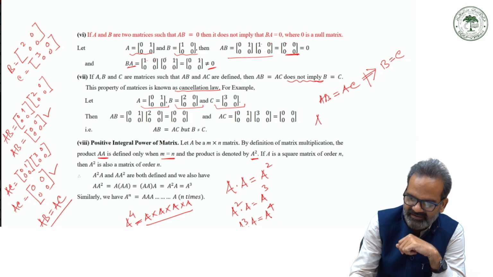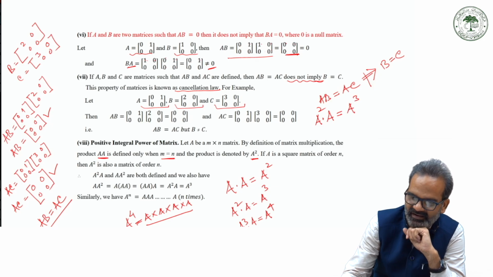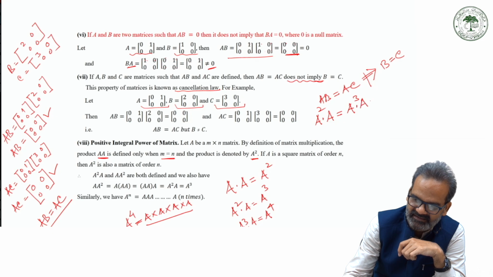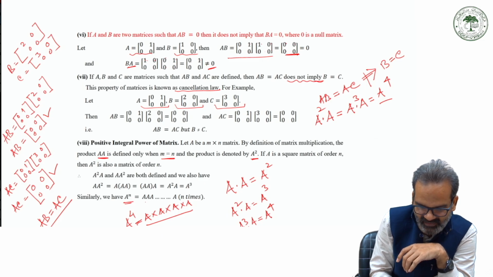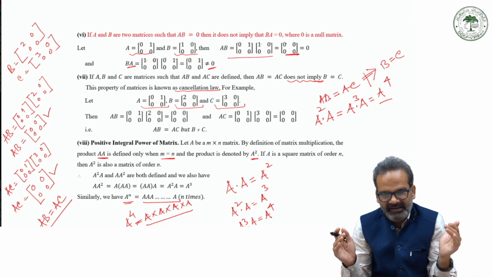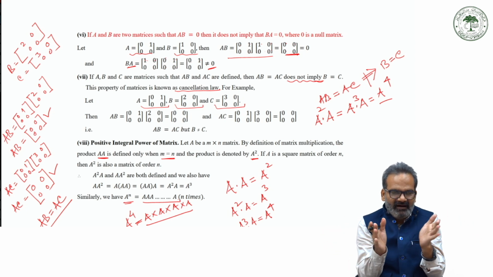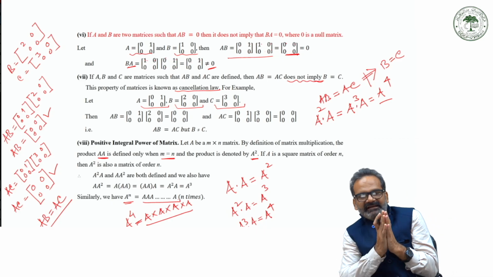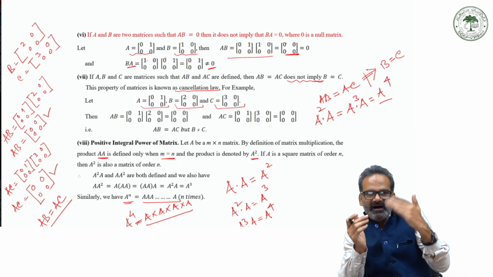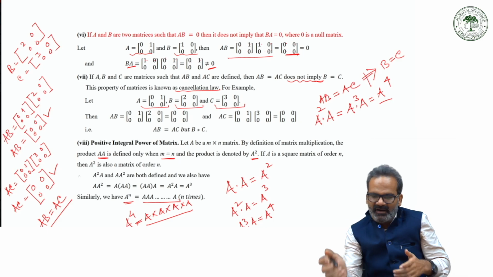If you get A square, you again multiply A square with A, you will get A raised to the power 3. If you have A raised to the power 3, again multiply with A, you will get A raised to the power 4. Doing this way, A raised to the power n means A into A into A, n times. If a matrix A is multiplied n times, we get its power as A raised to the power n.